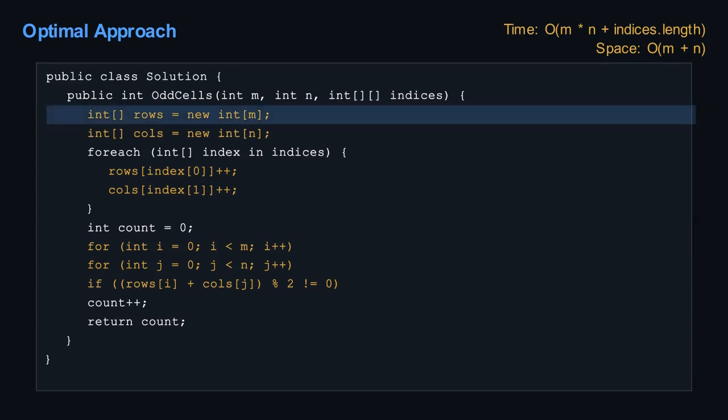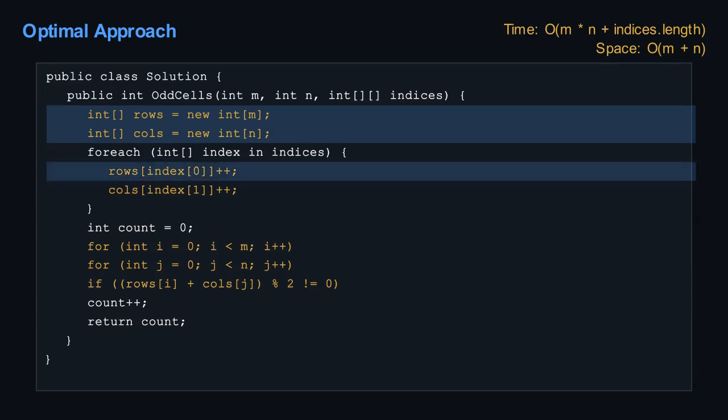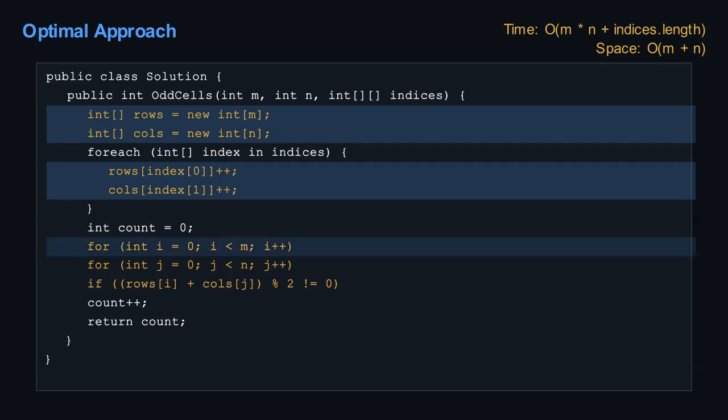An increment operation changes a cell's parity. If a cell is incremented an odd number of times, its final value will be odd. If incremented an even number of times, it will be even. Instead of a full matrix, we can use two separate arrays, one for row increments and one for column increments. Let's call them rows and cols. When an index pair R, C comes in, we simply increment rows at index R and cols at index C.